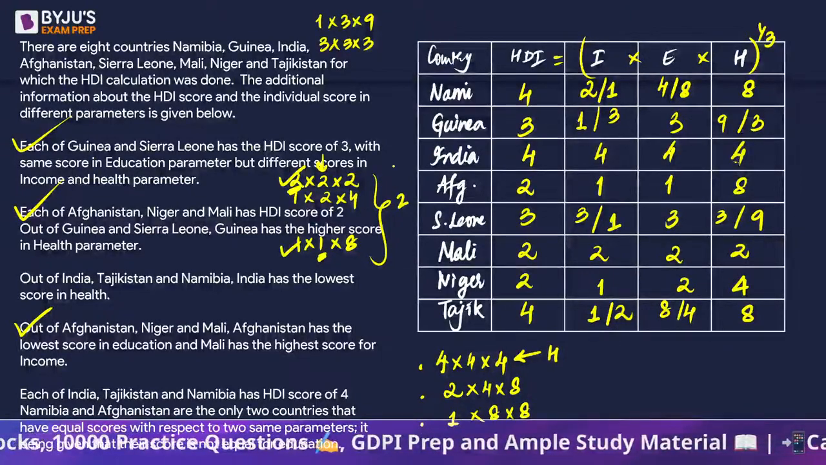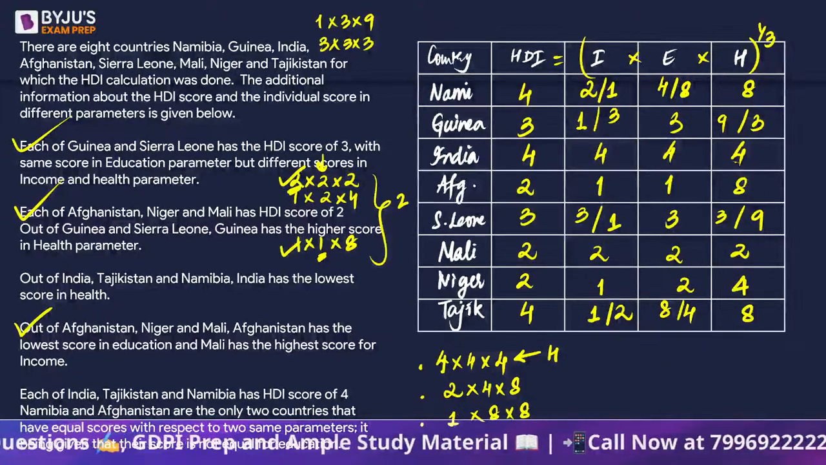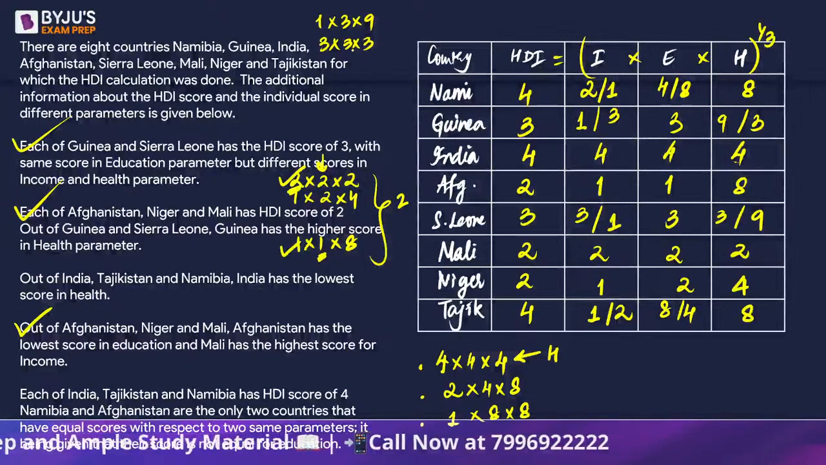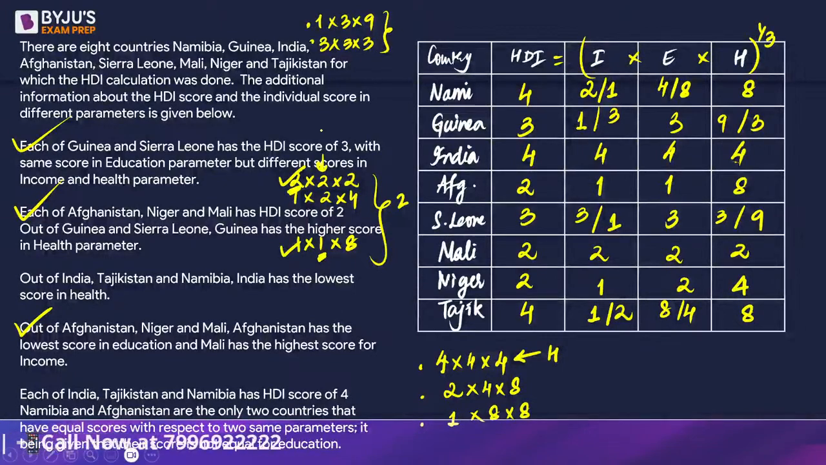Each of Guinea and Sierra Leone has the SDI score of 3. That means 27 should be the product. Each with the same score in education parameters, so obviously that is 3. But different scores in health and income parameters. So obviously there are only 2 possibilities. So this is what we get. Right?